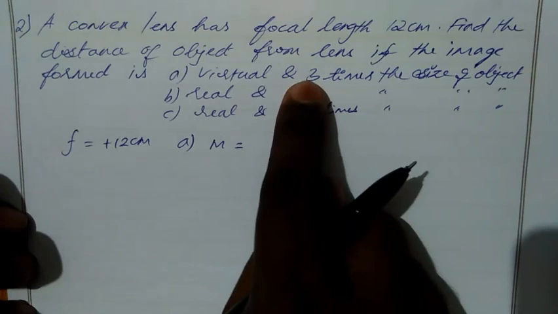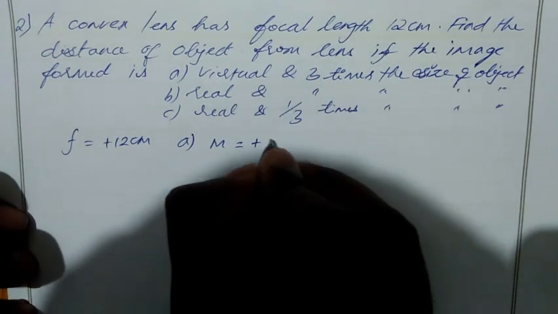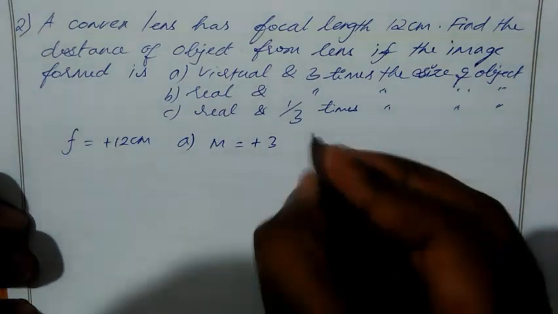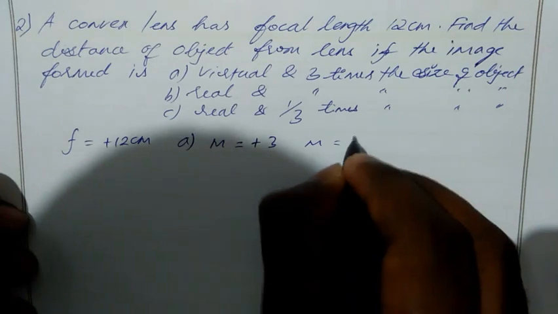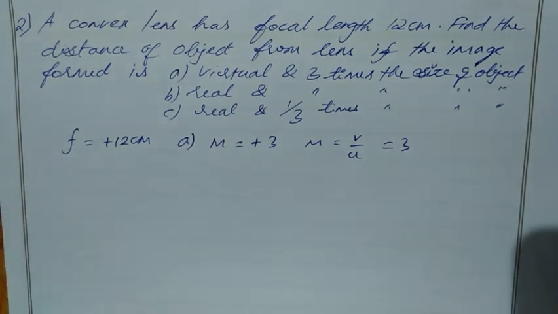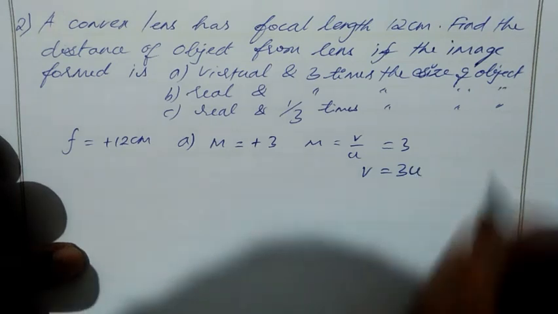Clear? So magnification is 3 times the size of object. We can say magnification is plus 3. Okay, we have another formula for magnification: m equal to v by u equal to 3. Find the value of v from this equation: v equal to 3u.